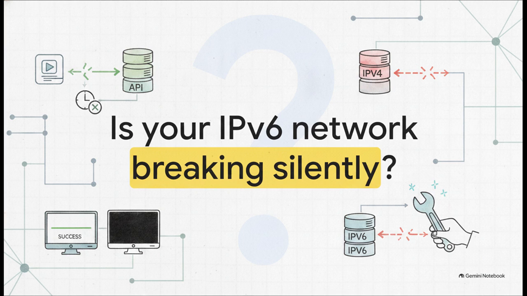Here's the tricky part. As these dual stack environments grow, IPv6 issues can cause degraded service, or worse, entirely silent outages that slip right past your standard IPv4 monitoring. Think about it. Your application fails to connect to an API, and it's not because the API is down. It's because the IPv6 preference is just silently timing out in the background. That is exactly what we're going to fix today.